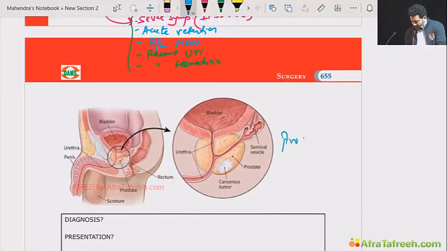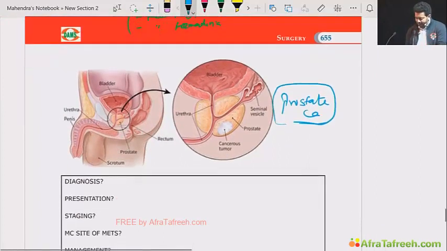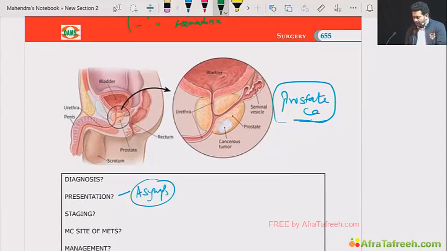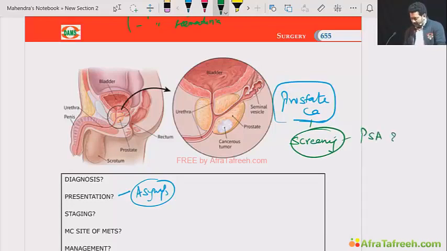Prostate cancer. Important things. Presentation: mostly the patients are asymptomatic. Generally, you diagnose prostate cancer on screening. So what is the screening modality of choice for prostate cancer? PSA and digital rectal examination.